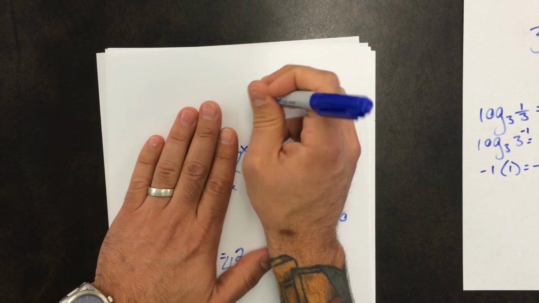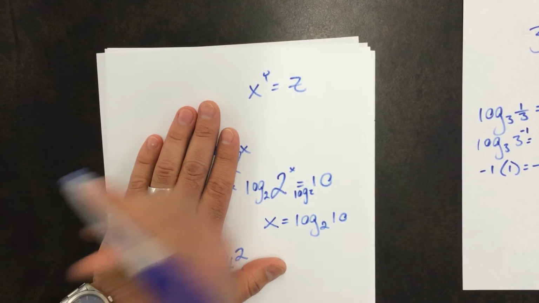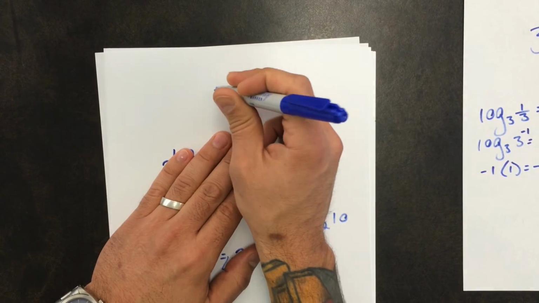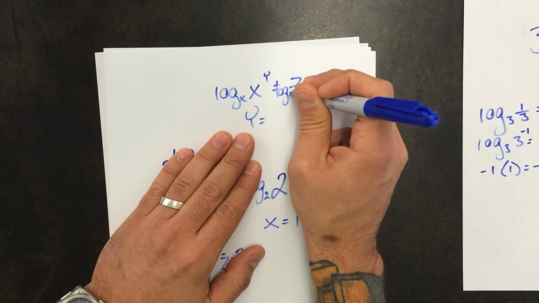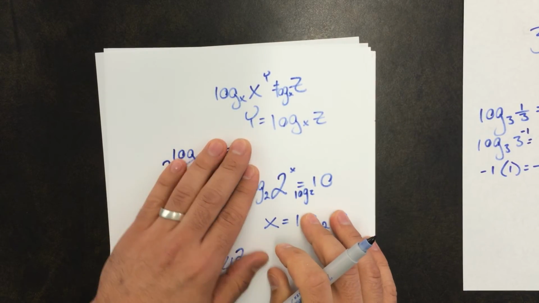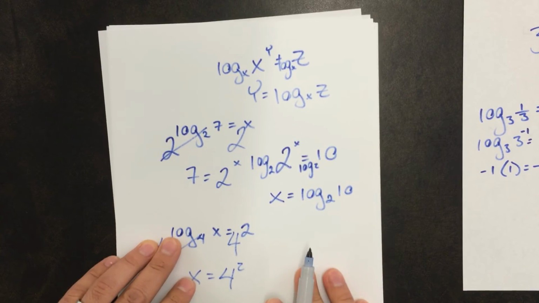If I have x to the y equals z, and I want to write it in log form, in order to cancel this out, I'm going to do log base x. Those cancel out. I'm left with y. Whatever I do to one side, I do to the other. So I get log base x of z. Okay? These two things are inverse operations of each other.